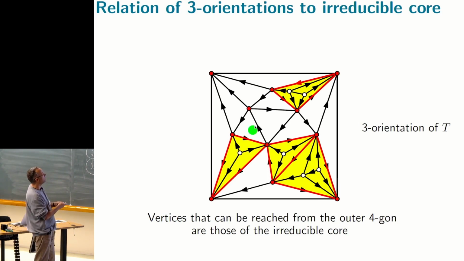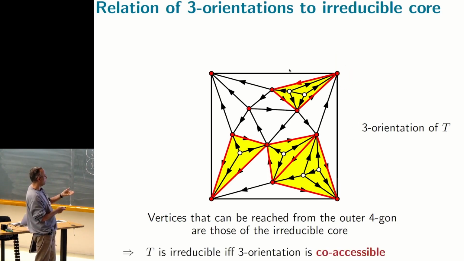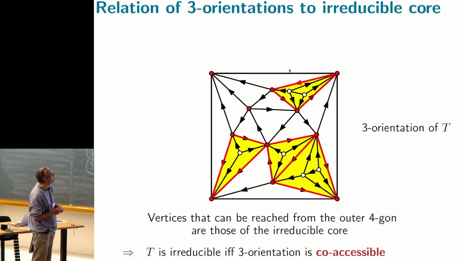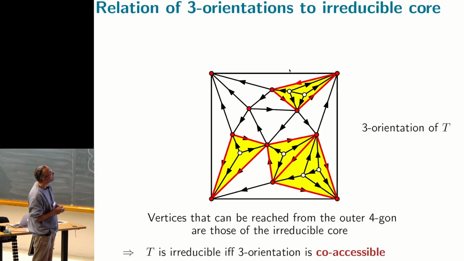So the vertices that are accessible from the outer contour are from the irreducible core, and in particular, the triangulation is irreducible if and only if the orientation is co-accessible, meaning that all vertices can be reached from the outer face. Sorry, again, what is on the previous picture? I see that the top right corner, the top yellow, what do the yellow regions mean on the top right? These are what is emptied to obtain the irreducible core.